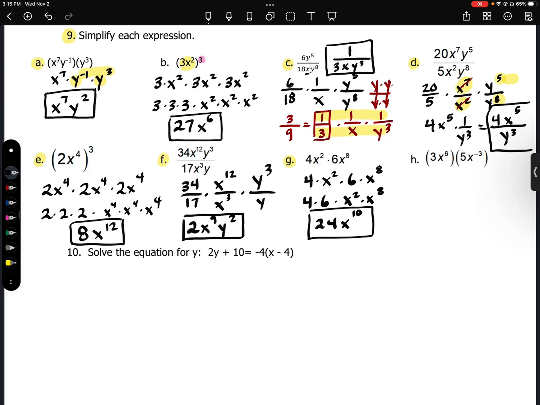And last but not least, let's look at letter H. So we've got 3 times x to the 6th and 5 times x to the negative third. So 3 times x to the 6th times 5x to the negative third. So 3 times 5 times x to the 6th times x to the negative third. That's going to give us 15x to the third power.